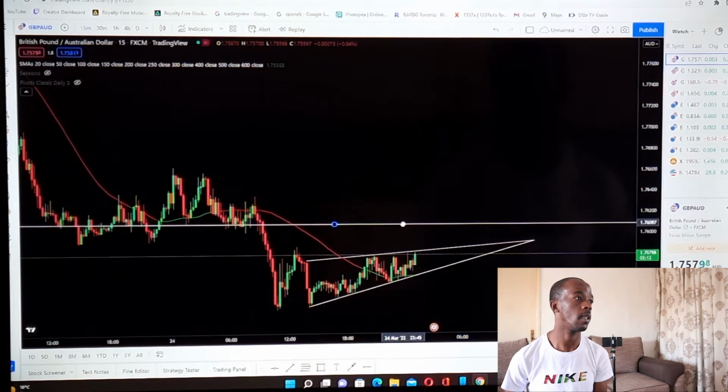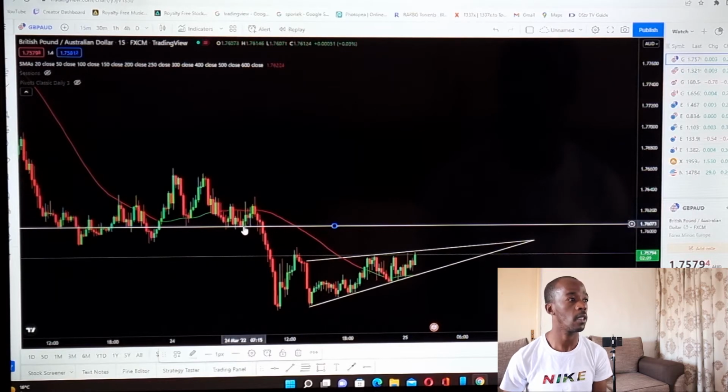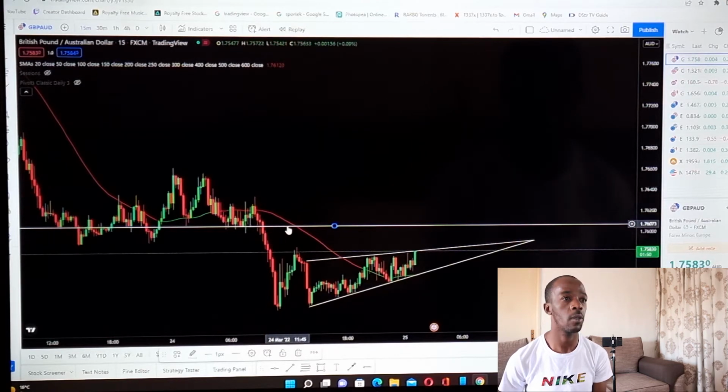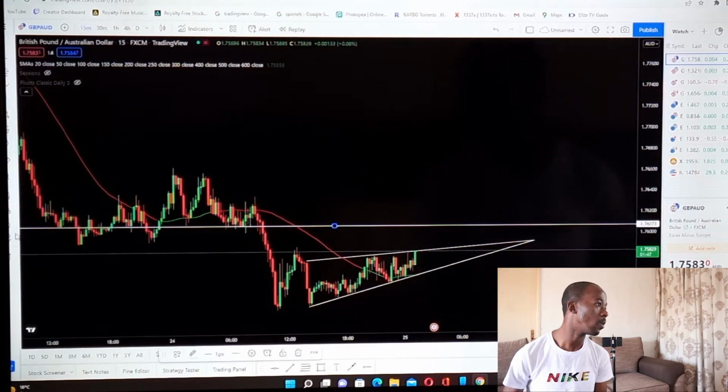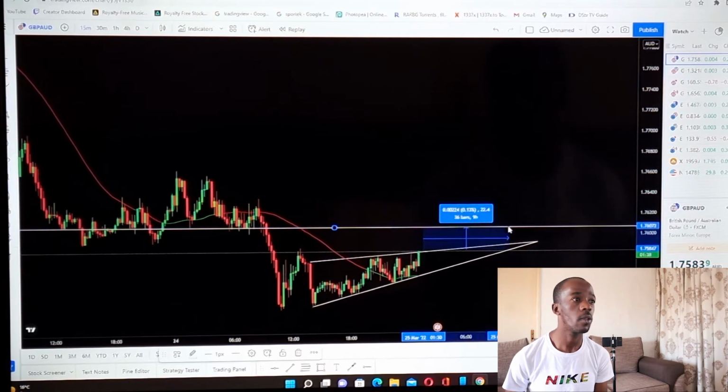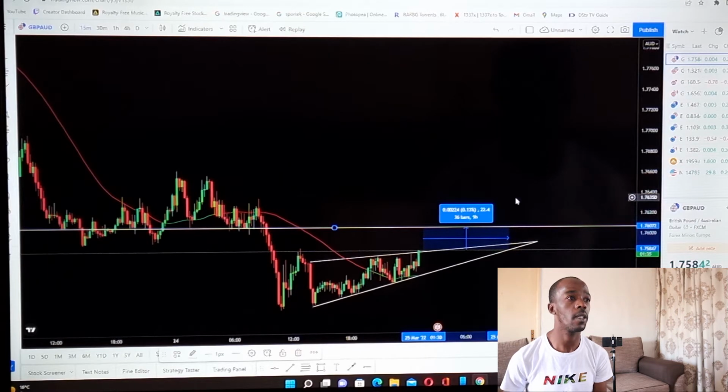Let me see. Yeah, until here, because you can see it touches here, then it went up before it breaks out. Even here it touched. So there's 1, 2, 3, 4, 5, 6, 7 touches, meaning this is the right zone where we should take profit. Also, how many pips will there be? So it's 22 pips. It's good for the day.